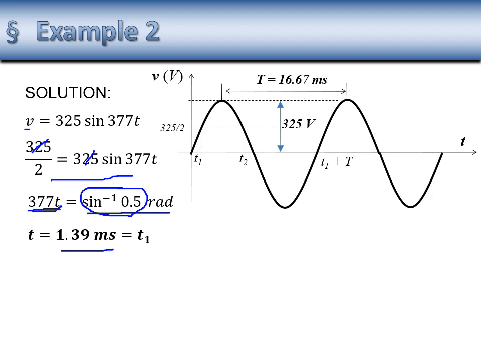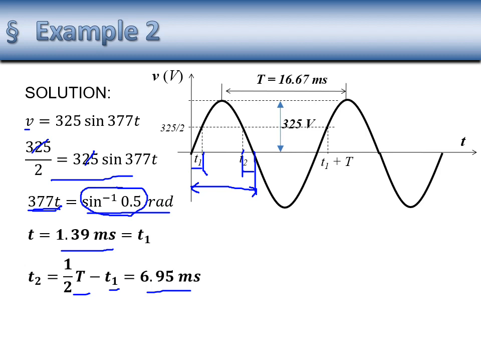Now, how do we get t sub 2? Take note that this one is half of the period, and to get t sub 2, we simply subtract. By the way, this portion here is really equal to this portion here because of the symmetry of the curve. So to get t sub 2, all we need to do is subtract t sub 1 from half of the period, and that will give us 6.95 milliseconds.